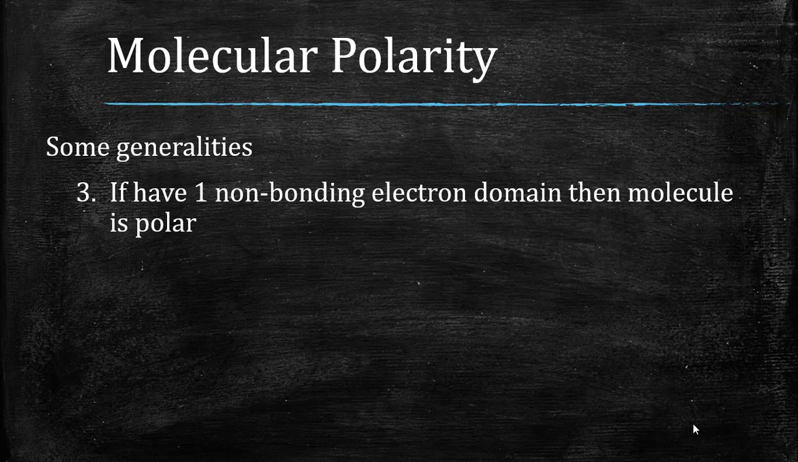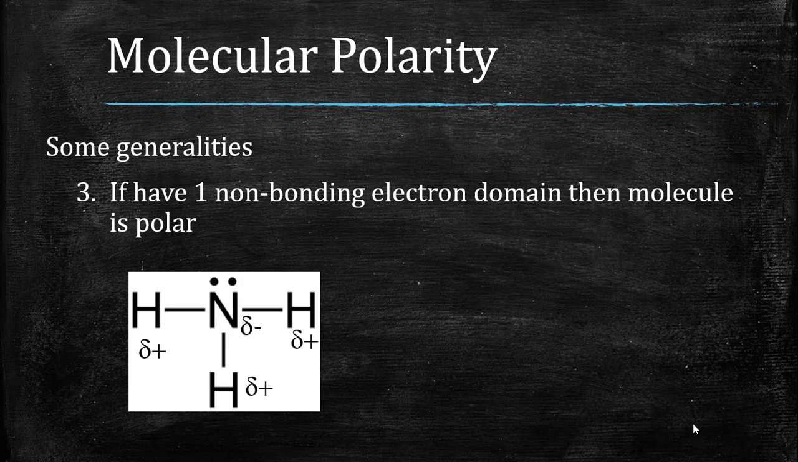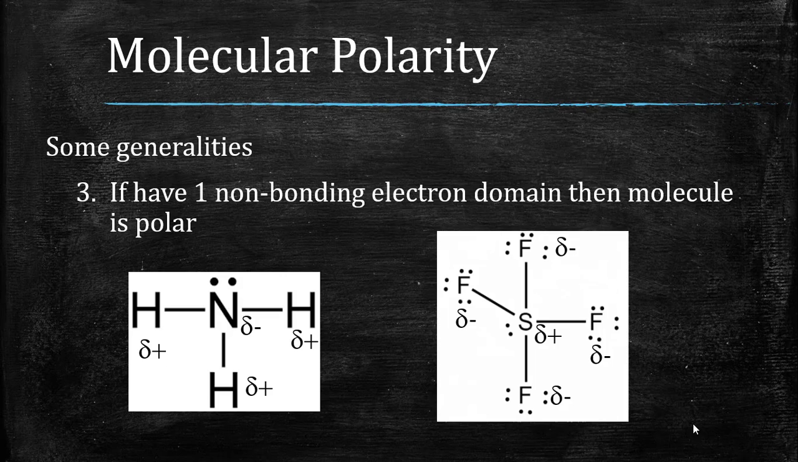This would be polar. If you have one non-bonding domain, then the molecule is going to be polar. Example, with a tetrahedral electron domain geometry, but a trigonal pyramidal molecular geometry, you can see that the three vectors will not cancel out here, and so the nitrogen ends up with a slight negative charge, the hydrogens with a slight positive. If you go to 5 electron domains, you can see that when you only have 4 bonding domains, once again the vectors will not cancel out. You end up with a polar molecule.